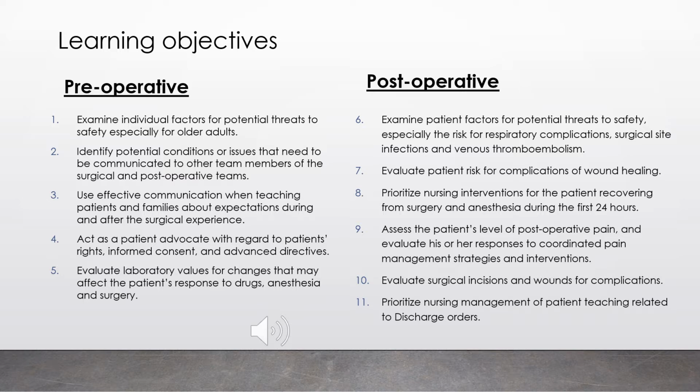For your learning outcomes in the postoperative phase, you will examine patient factors for potential threats to safety, especially the risk for respiratory complications, surgical site infections, and venous thromboembolism. You'll evaluate patient risk for complications of wound healing, and prioritize nursing interventions for the patient recovering from surgery and anesthesia during that first 24 hours. You'll assess the patient's level of postoperative pain and evaluate his or her response to your coordinated pain management strategies and interventions. You'll evaluate surgical incisions and wounds for complications. And lastly, prioritize nursing management of patient teaching related to discharge orders.